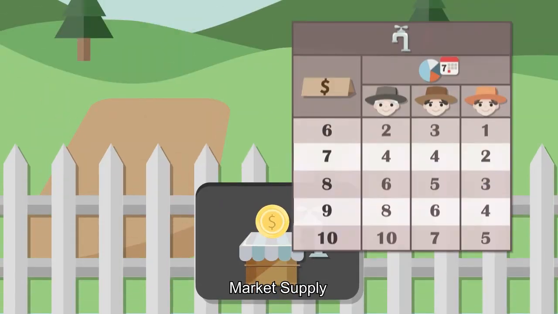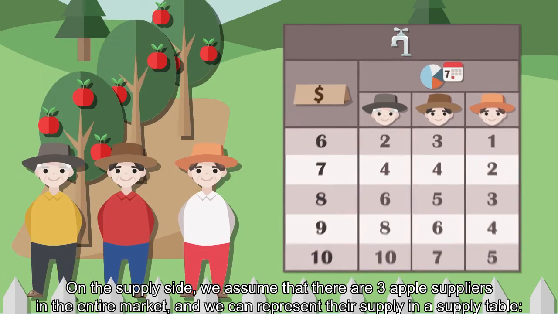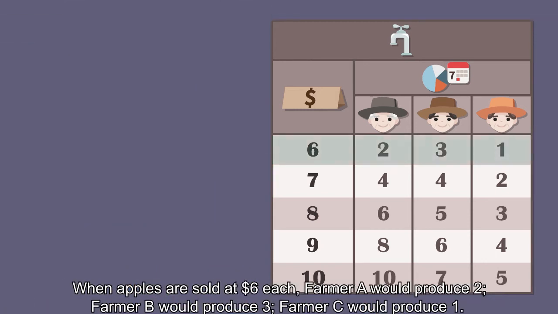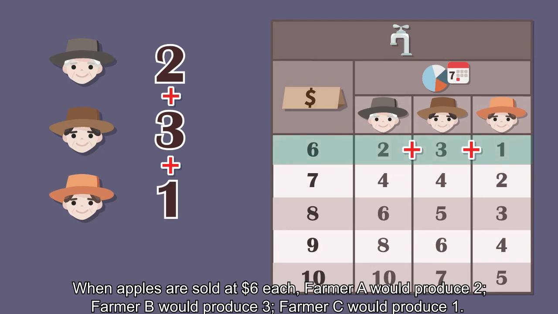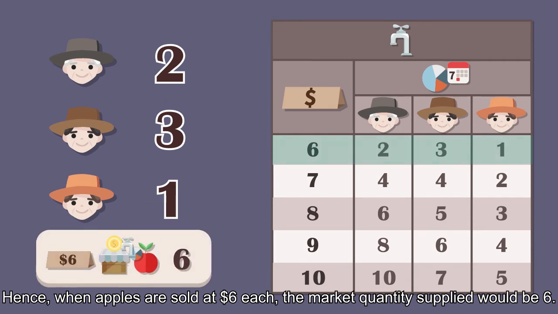Market supply. On the supply side, we'll assume that there are 3 apple suppliers in the entire market, and we can represent their supply in a supply table. When apples are sold at $6 each, Farmer A would produce 2, Farmer B would produce 3, and Farmer C would produce 1. Hence, when apples are sold at $6 each, the market quantity supplied would be 6.